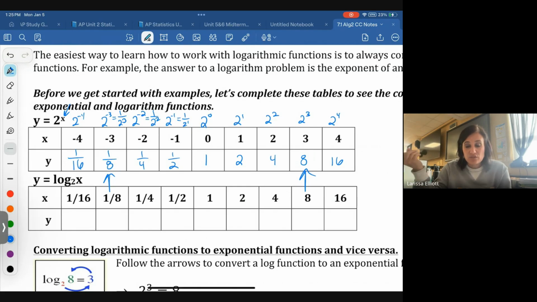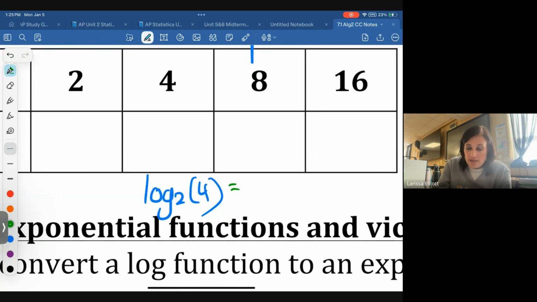Logarithms are the answers to exponential problems, okay? The answers to exponential problems. So I'm going to start way down here. If I do log base 2 of 4, right now in green, I'm circling that x. That's where I'm substituting my numbers. I'm substituting in a 4. The answer is the exponent. The answer is the exponent from an exponential problem.